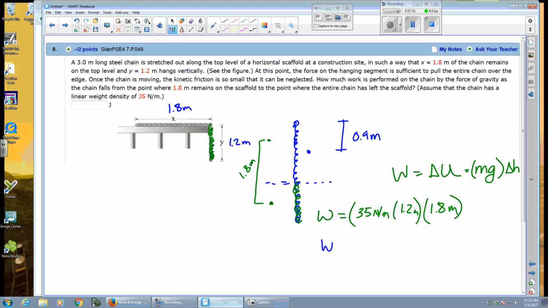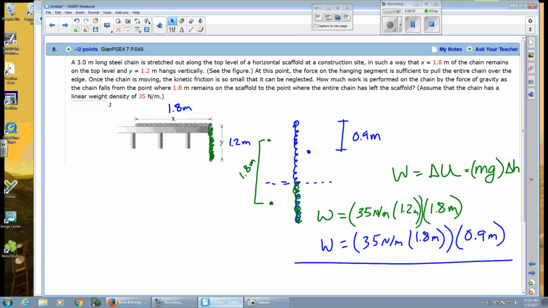The work of the blue would still be my 35 newtons per meter. It only moves 0.9 meters though. Oops, sorry, I got ahead of myself. Its length is 1.8 meters, and it moves 0.9 meters. Those summed up should give me the total work done here.